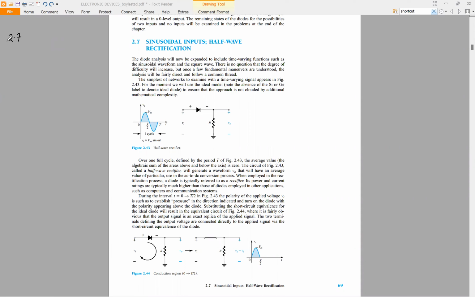So in today's class, we are going to look at half-wave rectification. Let's consider a sinusoidal input. This is our sinusoidal input, and this is Vi. We will give this input to a rectifier circuit, and the output will be something like this. This is V out.